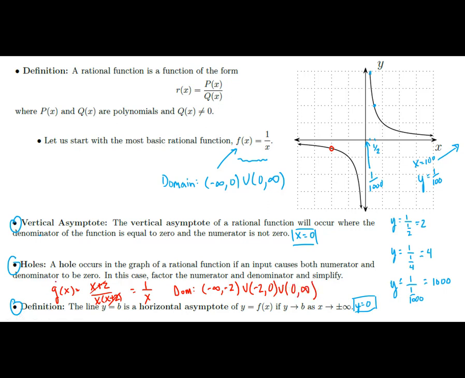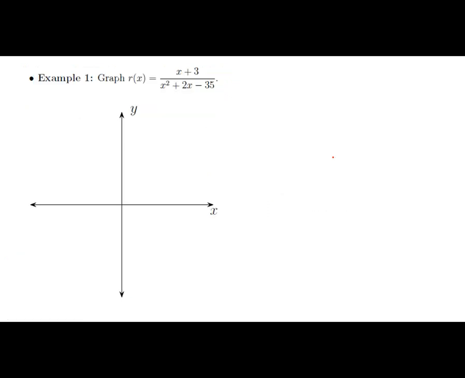Okay, so that's what happens when you basically get this cancellation on top and bottom, and yet this was still the original function, so we have to honor that, and we place a hole in the graph there. All right, so let's take a look at an example. So we've got r of x is equal to x plus 3 over x squared plus 2x minus 35.